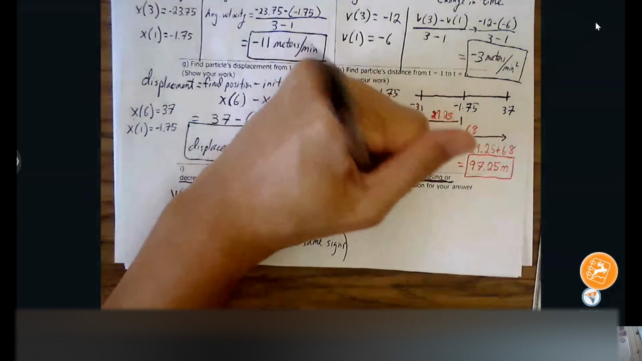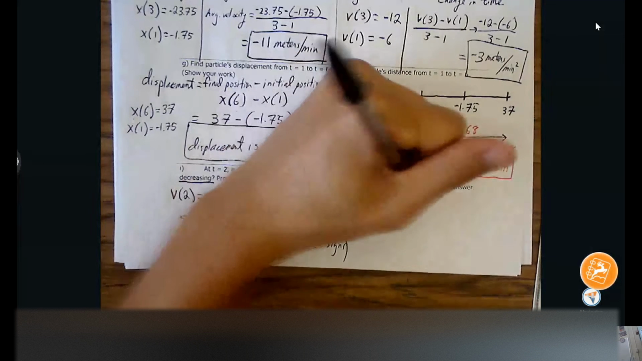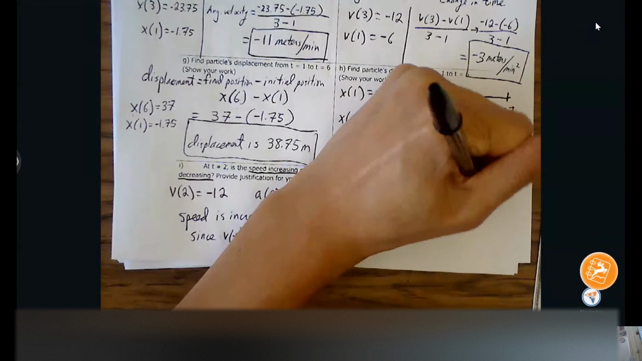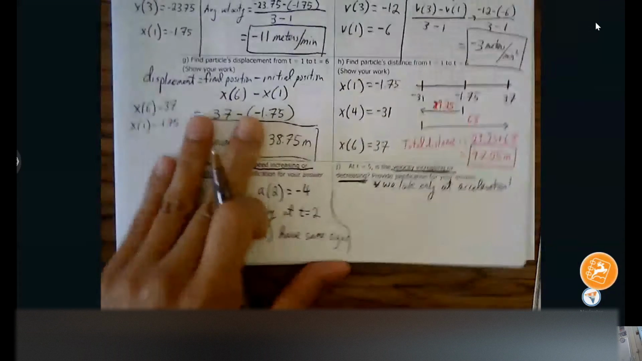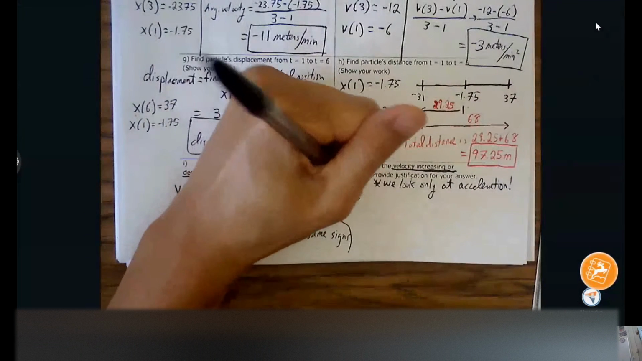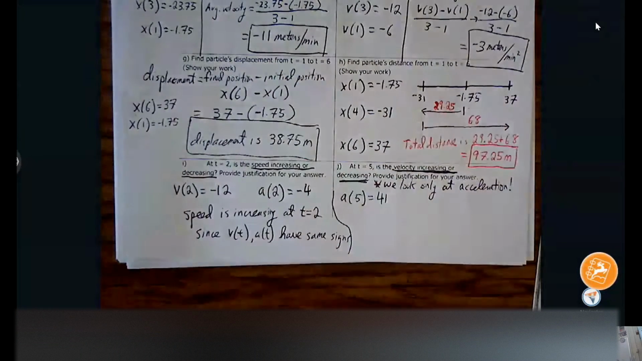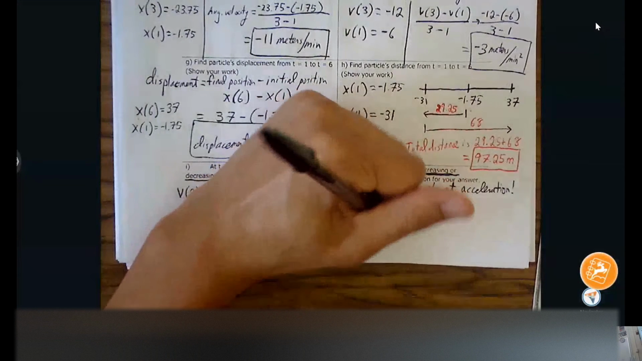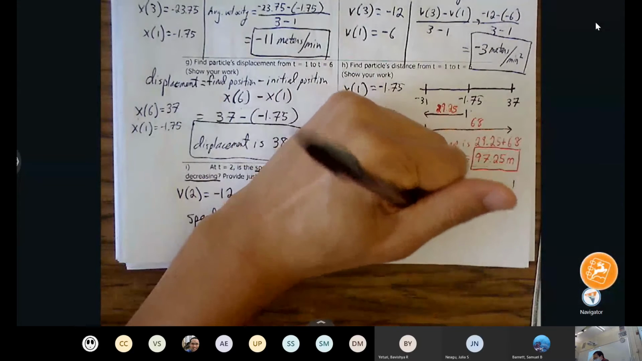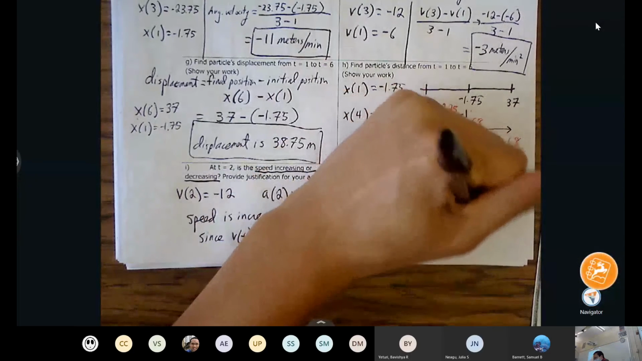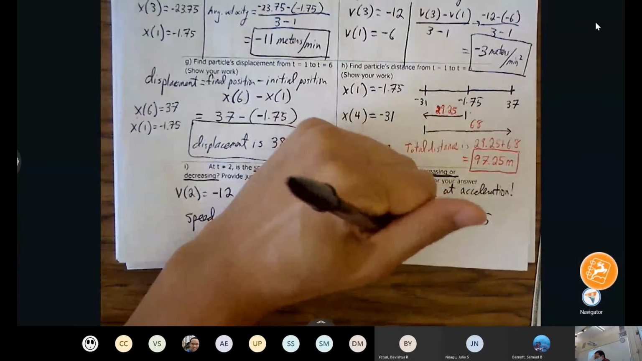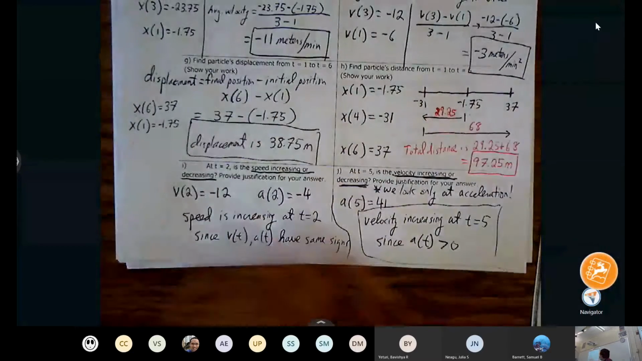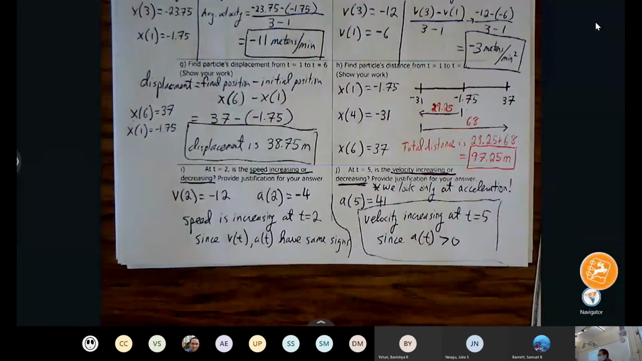So we look only at acceleration, and that's it. So acceleration at 5 is 41. So I have a positive acceleration, which means my velocity is increasing. All right, any questions?